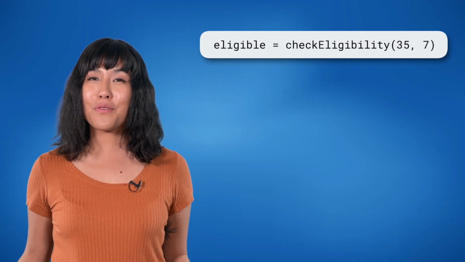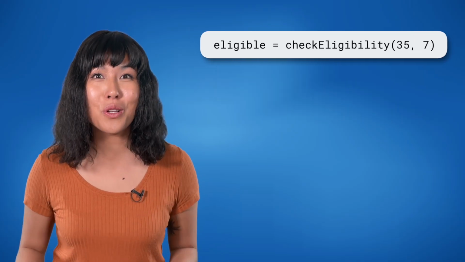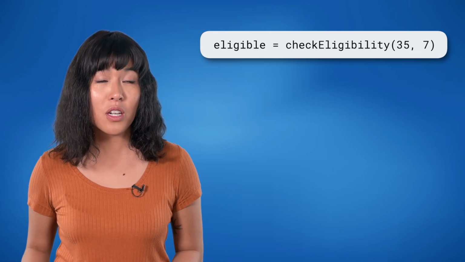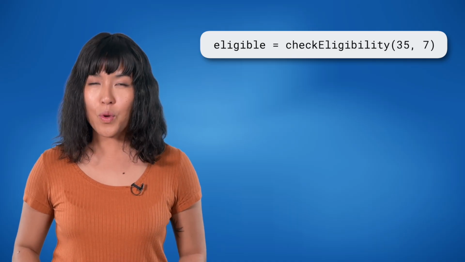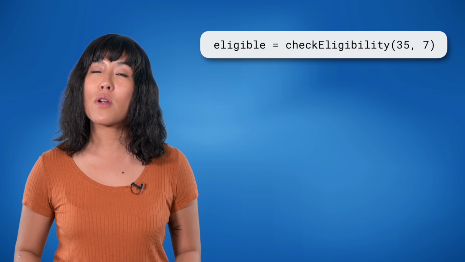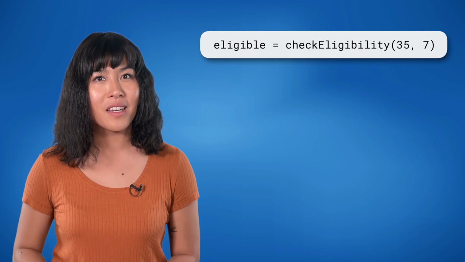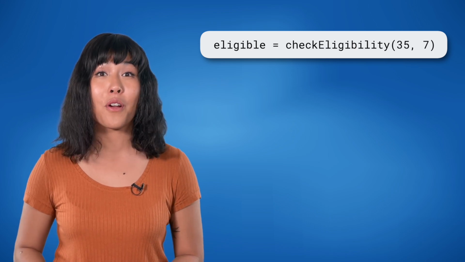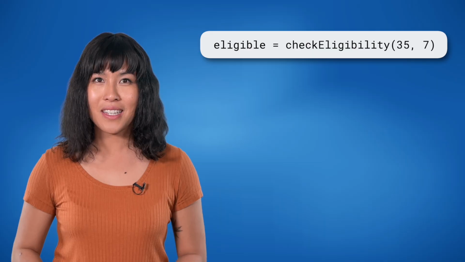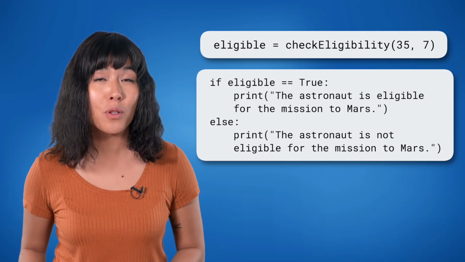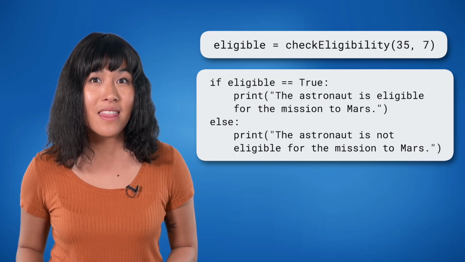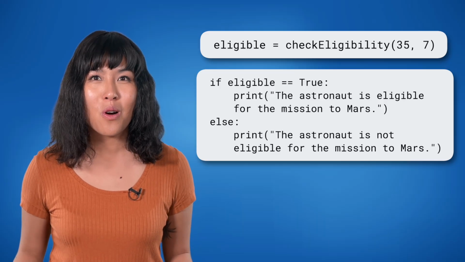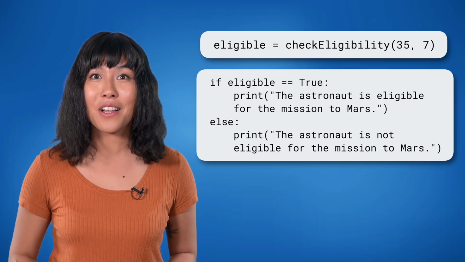Now we can call this function and use it to solve a real problem. We have an astronaut who is 35 years old with 7 years of experience. So we call checkEligibility with the parameters 35 and 7. We store the return value in the variable eligible. Now we can check if eligible is true or false, and based on the result, we can send them on the mission to Mars or state that they are ineligible.